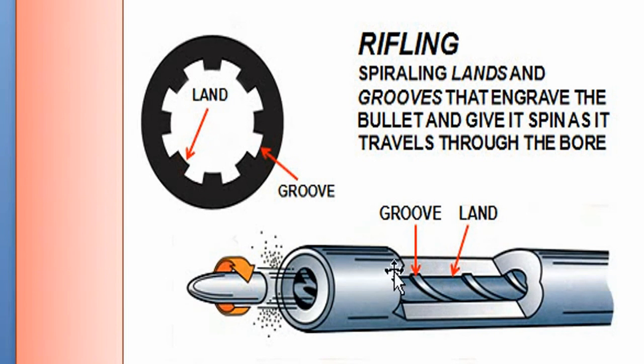When the bullet comes through here, it spins, and that helps it come out straighter and picks up a little speed. That's the rifling. The combination of the groove and the land is rifling. It's spiraling. Lands and grooves engrave the bullet, so it gives it spin as it travels through the bore. And that's how you can identify it in a case where somebody gets shot. They can look at the groove pattern left by the lands and grooves, because they're all different, and they can find out which gun was used in that crime.